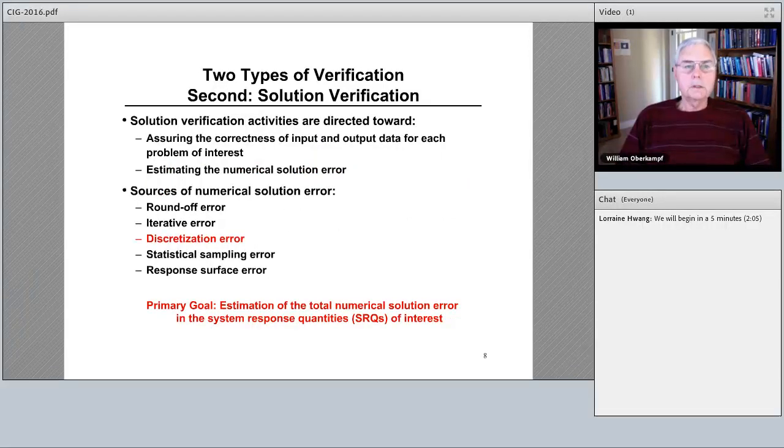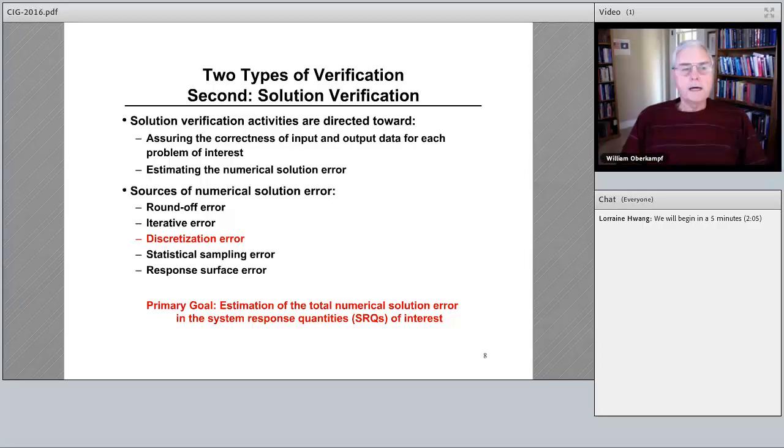The second type of verification is solution verification. These are activities that are directed toward assuring the correctness of the input and output for each problem of interest. That is, you may have different scenarios. You may have different earthquake environments or tsunami environments. Each one of those is an individual simulation, and to be sure you're using the correct input, and I'll talk more about that later, all of the parameters, the geometry, the characteristics of structures or watersheds or whatever it is, and the output data. And then the second one is estimating the numerical solution error in your numerical solution.